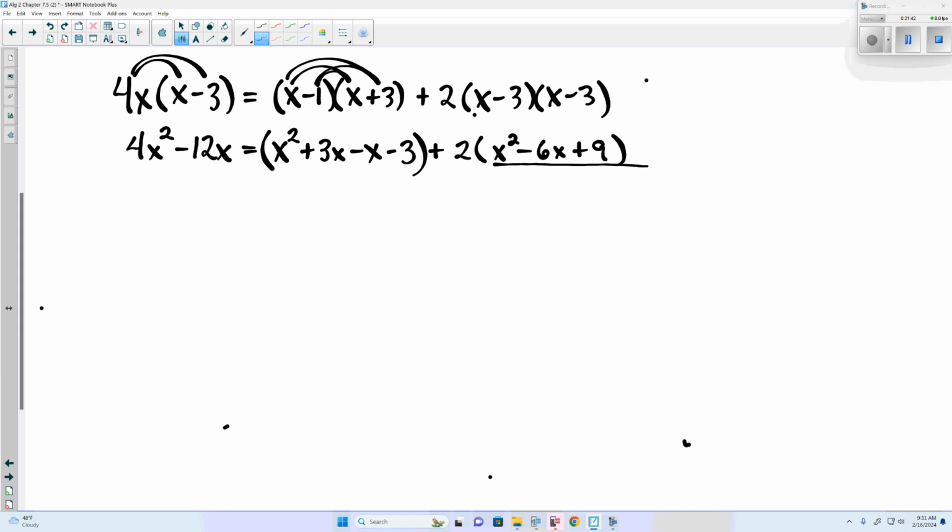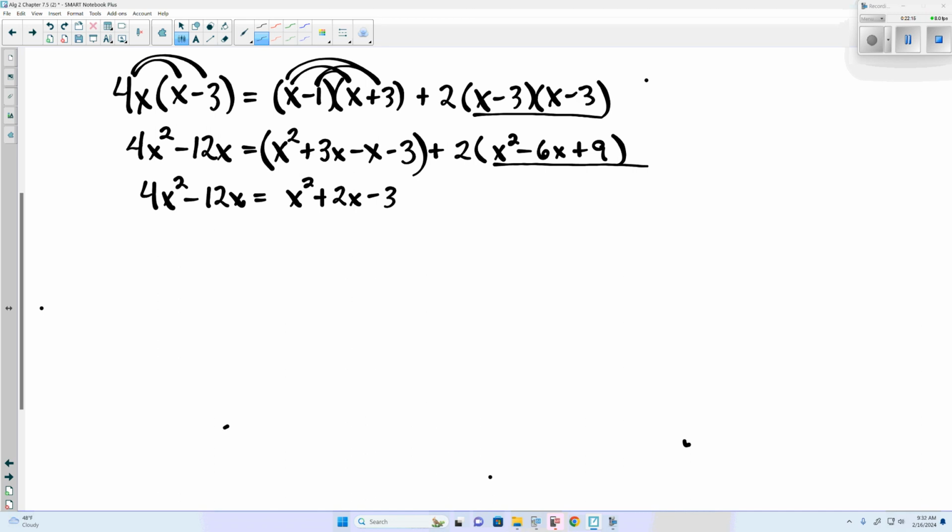So if we notice that these two came from the original problem, from factoring it, we can replace it with x squared minus 6x plus 9. Unfortunately, we couldn't do that with the x minus 1 and x plus 3 because we didn't factor anything to get those two being multiplied together, so we had to do that there. Combine like terms, because our 3x and negative x would give us 2x.